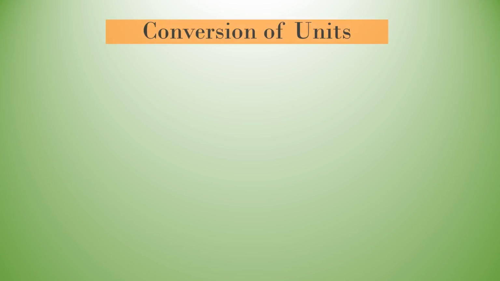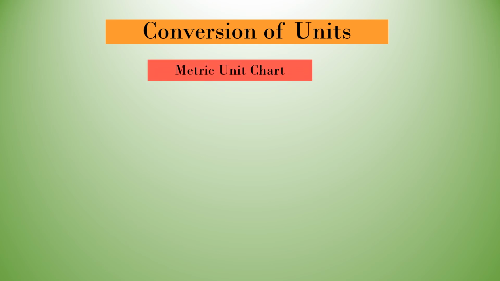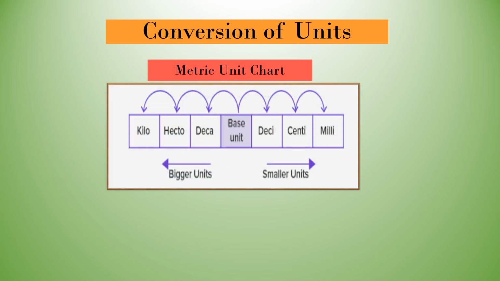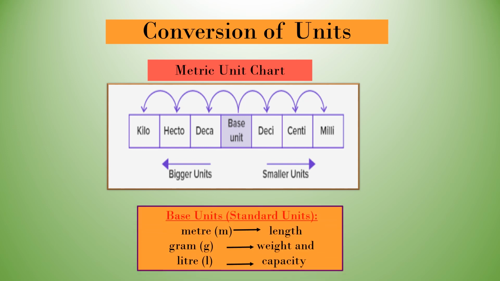Today we are going to learn conversion of units. First we will learn about the metric unit chart. This chart is used to understand the relationship between various units of measurements. As you can see, there is written base unit in the center. This base unit of measurement or standard unit of measurement is used in daily life. There are three base units: meter, which is used for length; gram, used to measure weight; and liter for capacity.